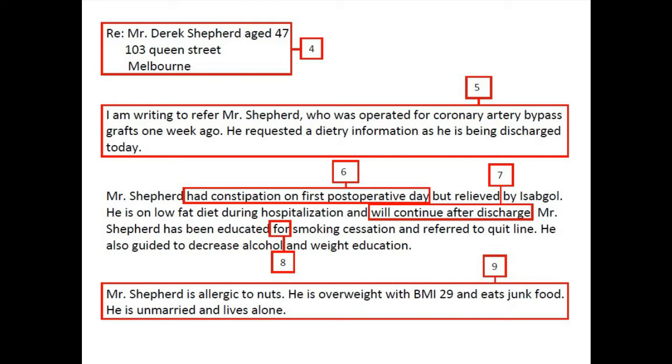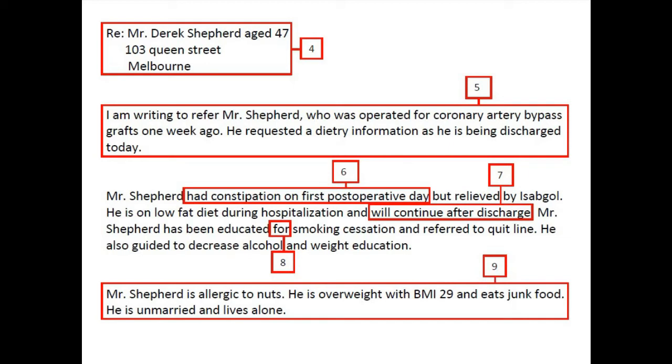Moving to the third paragraph, Mr. Shepherd is allergic to nuts. He is overweight with BMI 29 and eats junk food. He is unmarried and lives alone. Here the writer has put a lot of information in an unorganized way. It would have been much better if you have emphasized them in an organized manner. He is unmarried and lives alone. He prefers junk food over cooking.